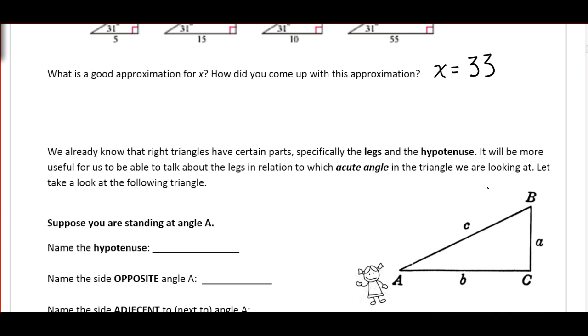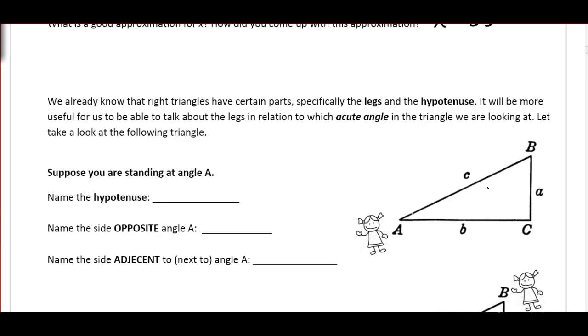Okay, so let's talk about the parts of a right triangle. We know that it has legs, and we know that it has a hypotenuse. And it's going to be more useful for us to be talking about the legs in relation to which acute angle in the triangle we're looking at. So for example, this triangle ABC here has an acute angle at A, and it has an acute angle at B.